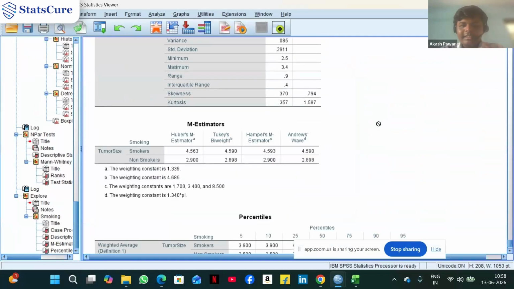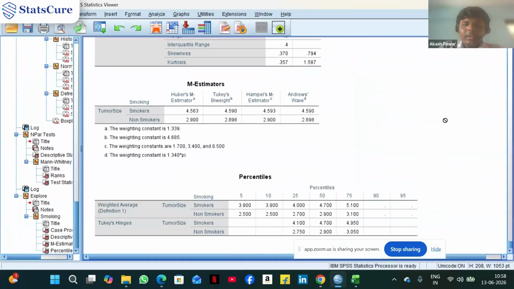So here in the percentiles table, if you see, there is the median, the 50th percentile is the median: 4.7 in smokers, 2.9 in non-smokers, same as the mean, I guess. It is similar because it is normally distributed data, so the median is equal to the mean here. Then you can see the interquartile range: the 25th percentile is 4 and the upper, the 75th percentile or third quartile, is 5.1. Similarly, for non-smokers, it is 2.7 and 3.1.